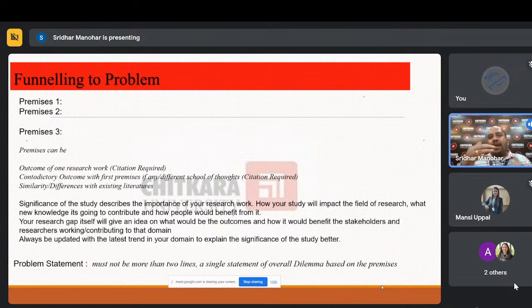So when you bring a couple of premises, an argumentative way of discussion, and then tell the reader, see, there is no clarity among the people in that domain, or there is no such set of people who have seen this particular concept from this particular perspective or dimension, so I am trying to do that. That would be the way you show the originality of this work.